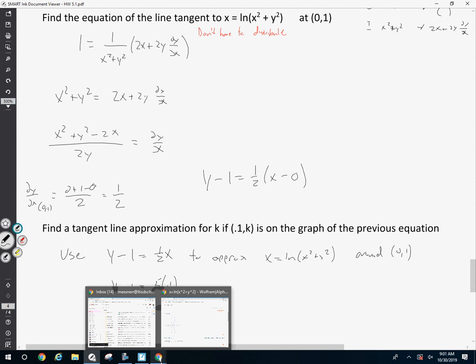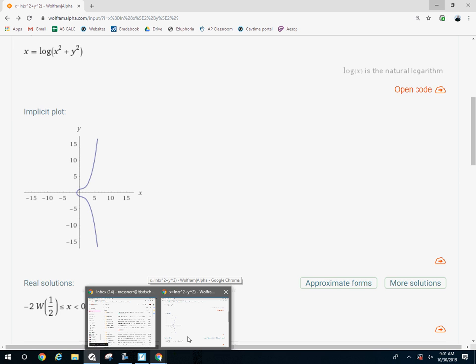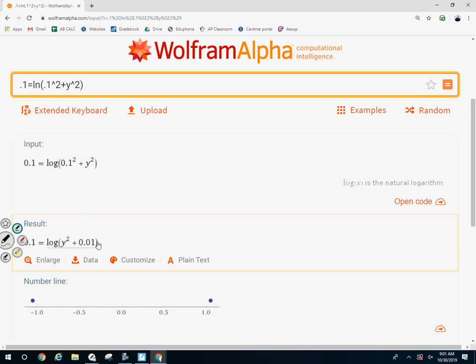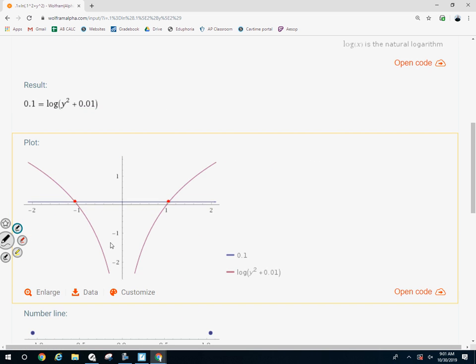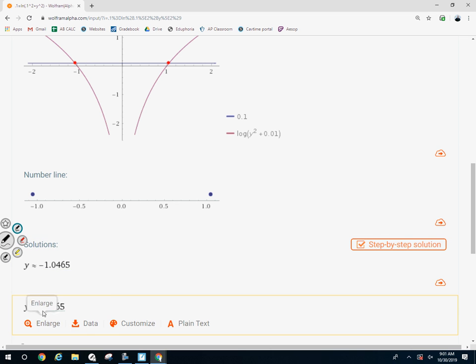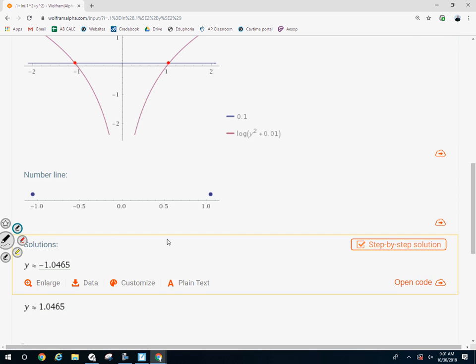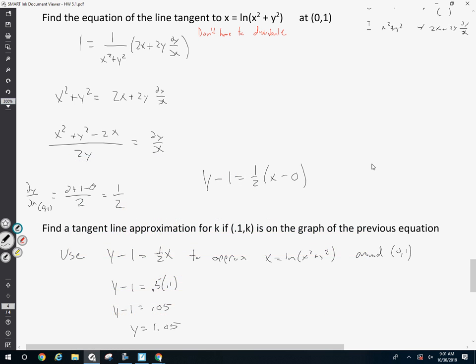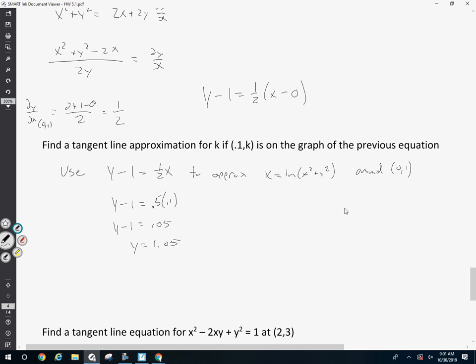We could actually solve this if I plugged in 0.1 into x. I get 1.046. It's close to 1.05, which is what I just found. That's great. And we did it. So y is k. K is approximately 1.05.